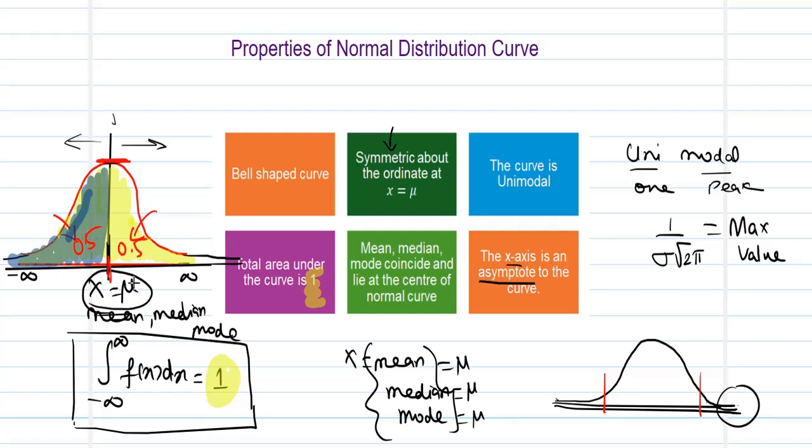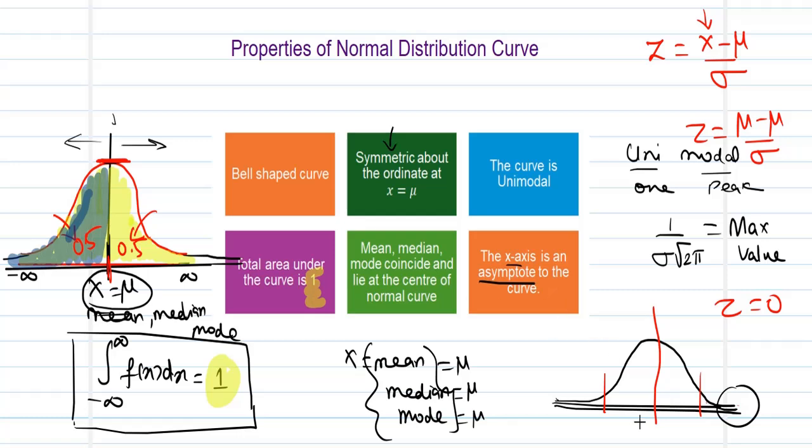When I transform this curve from the x variable to the z variable, what will happen? I know z is equal to (x minus mu) divided by sigma. So when x is equal to mu, I have (mu minus mu) divided by sigma. So what will happen to my z? This point will become z equal to 0. So the curve will now become symmetric about the line z equal to 0, and hence the problem will be solved for this.